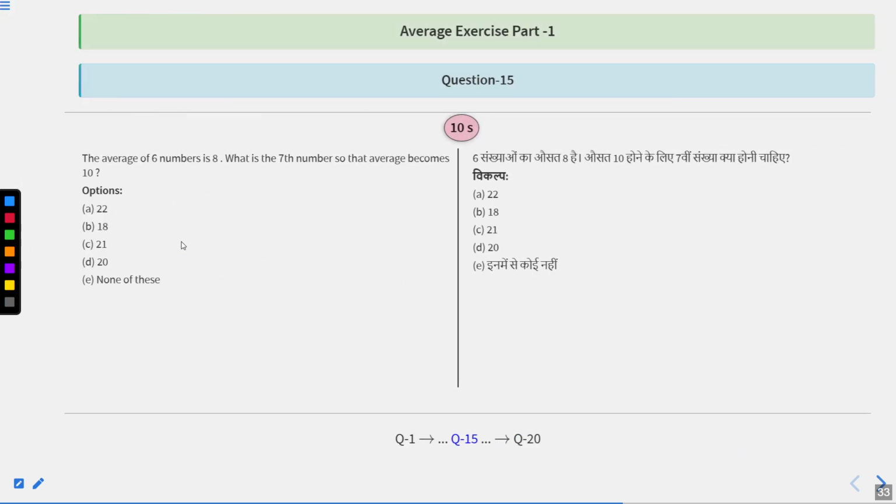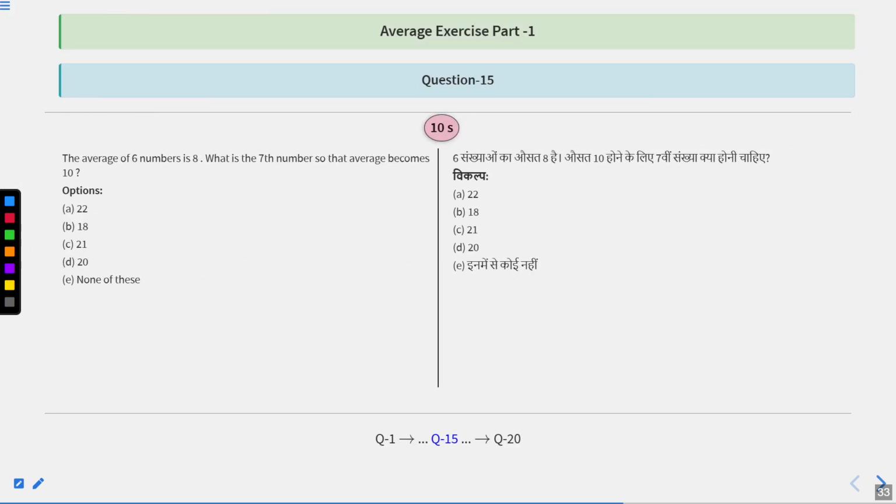Next one. The average of 6 numbers is 8. What is the 7th number so that the average becomes 10? You have 5 options and 10 seconds to analyze the question. Your time starts now.